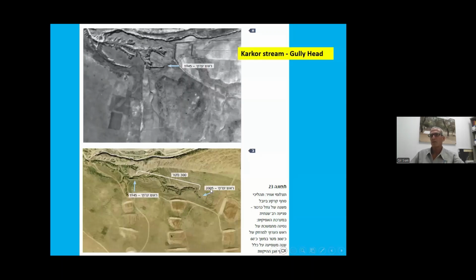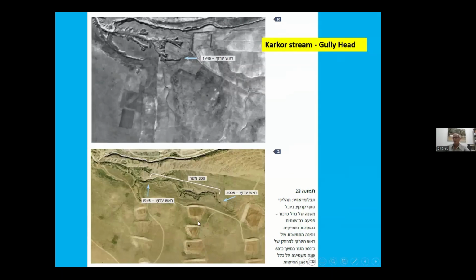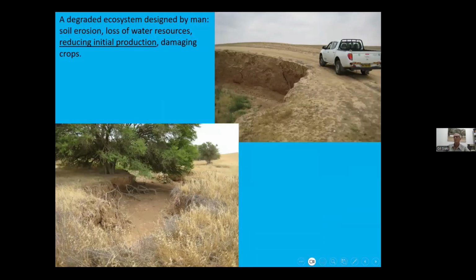You can see in 2005, we started to do afforestation in this area. And you will see now the picture from the ground. No, you don't see it, but we try to stop the movement, the development of the gully head.